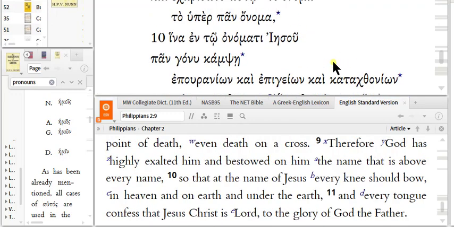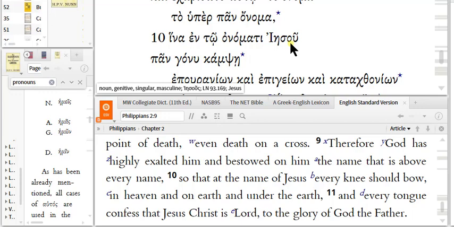ta anima. Ta anima, ta huper pan anima. You know pas, pasa, pan, don't you? Which form of pas, pasa, pan is this? Well, it's the neuter form, and that makes sense because it goes right in front of anima, which is neuter, right? So the name, the above every name, which is to say the name which is above every name. Hina, what does that mean? That, or in order that. En to onomati Iesou. At the name of Jesus.